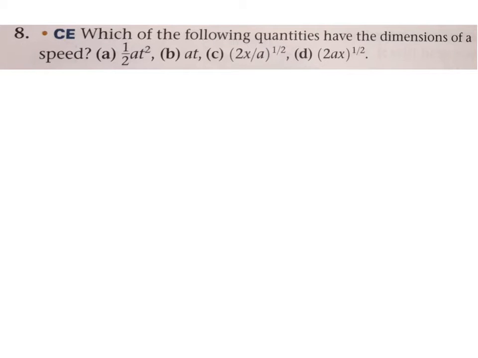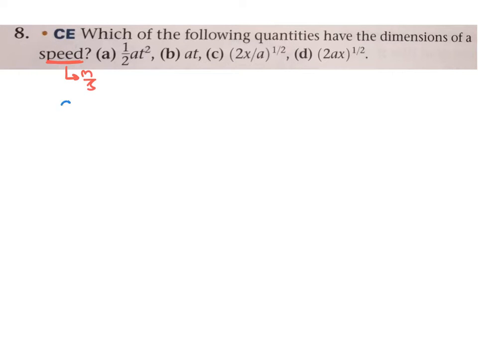Chapter 1, Number 8. Which of the following quantities have the dimensions of speed? And there are a bunch given. Basically, here we want to evaluate each thing and see if its units are the same as the dimensions of speed, which we know would be in meters per second or equivalent.